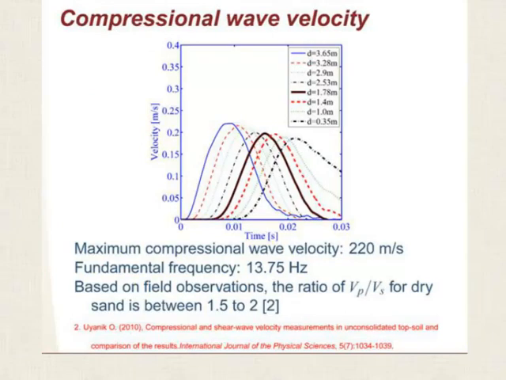In addition to that, because, as I will present in a minute, the simulations will also account for vertical excitation, vertical wave propagation, we needed to know a little bit more information about P wave velocity. By doing a numerical simulation of a vertical impulse propagation, the compressional wave velocity was about 220 meters per second, and that corresponds to a fundamental frequency of 13.75 hertz with respect to vertical wave propagation.